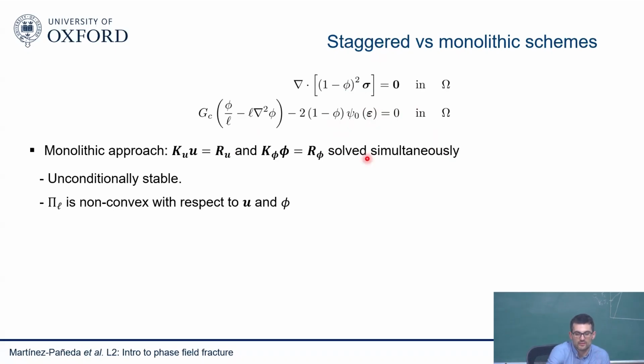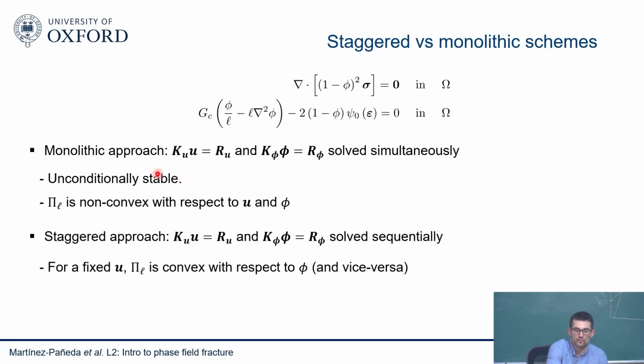And then the only problem is that this regularized functional is non-convex with respect to both displacement and phase field. So it's not easy to get a solution. We have provided those codes, and you can try, and often we use monolithic, but often you get convergence issues. So a lot of the literature uses what they call a staggered approach, which means that they solve one first and then the other.